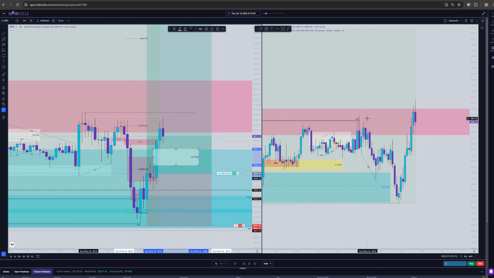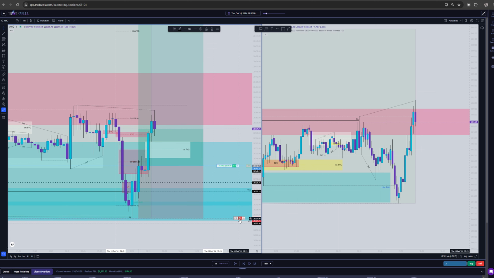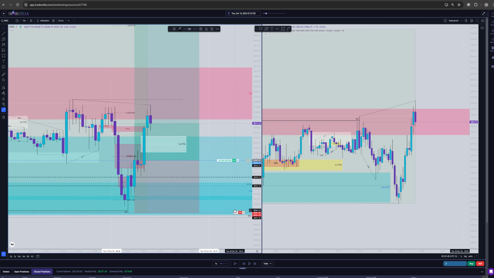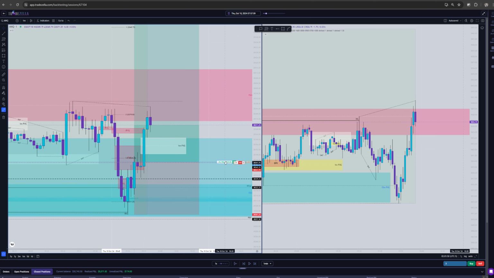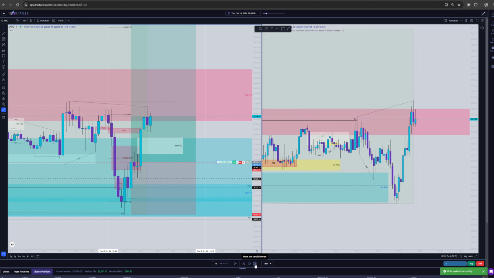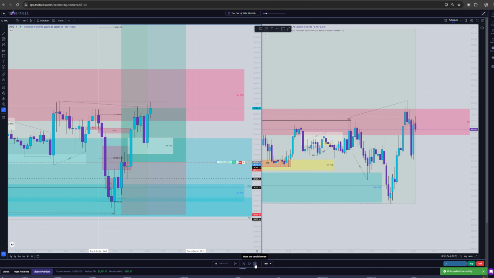And whoa, SMTs on the ES. That's a little tricky now, huh? SMTs on the ES. So what I'm gonna do is bring it to break even right here. Oh, sweet.